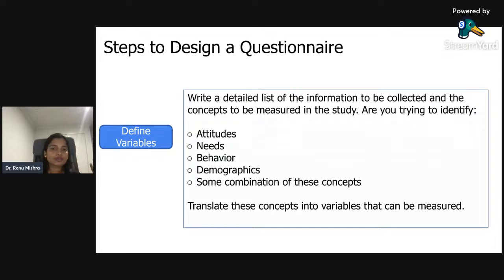For example, the attitude, the needs. As I told you, what is their need, what is their intention to buy. I want to understand their need, the behavior, and demographics, like the gender and income bracket. So have a clear list of variables. These variables will then be converted into questions. Translate these concepts into variables that can be measured. In simple language, measurement will happen only when you have the questions with you. So first, have the clear list of your variables with you.